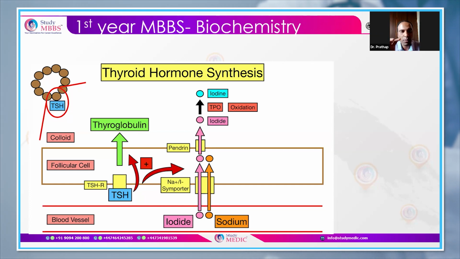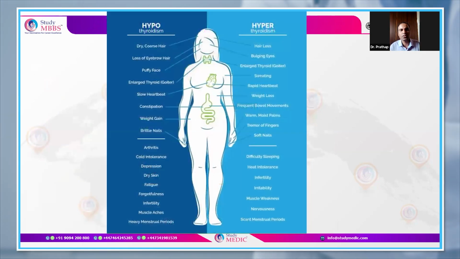So this is the biochemical part of thyroid hormone: how it is produced, how it is transported, and what happens ultimately to that particular chemical. I hope this is clear. First example I told you about the heart. Second example I told you about the thyroid gland. Once you understand both of these, then we can correlate the differences between hypothyroidism and hyperthyroidism.